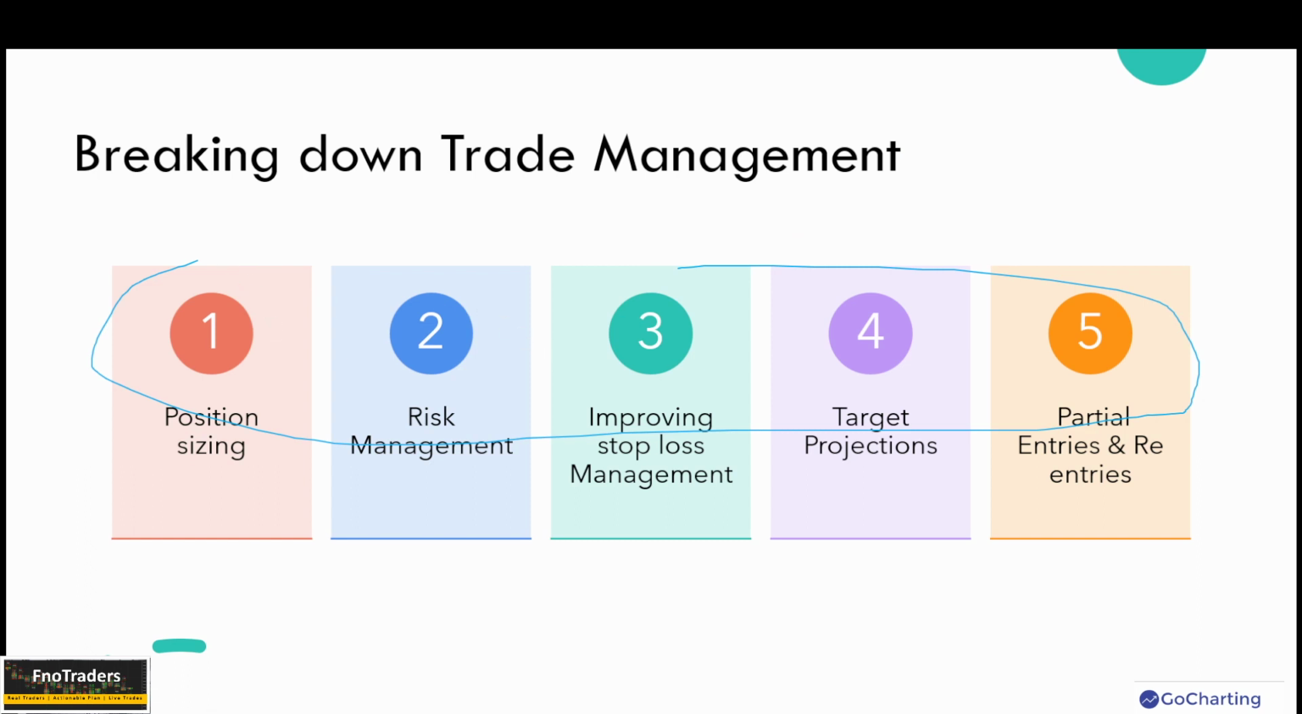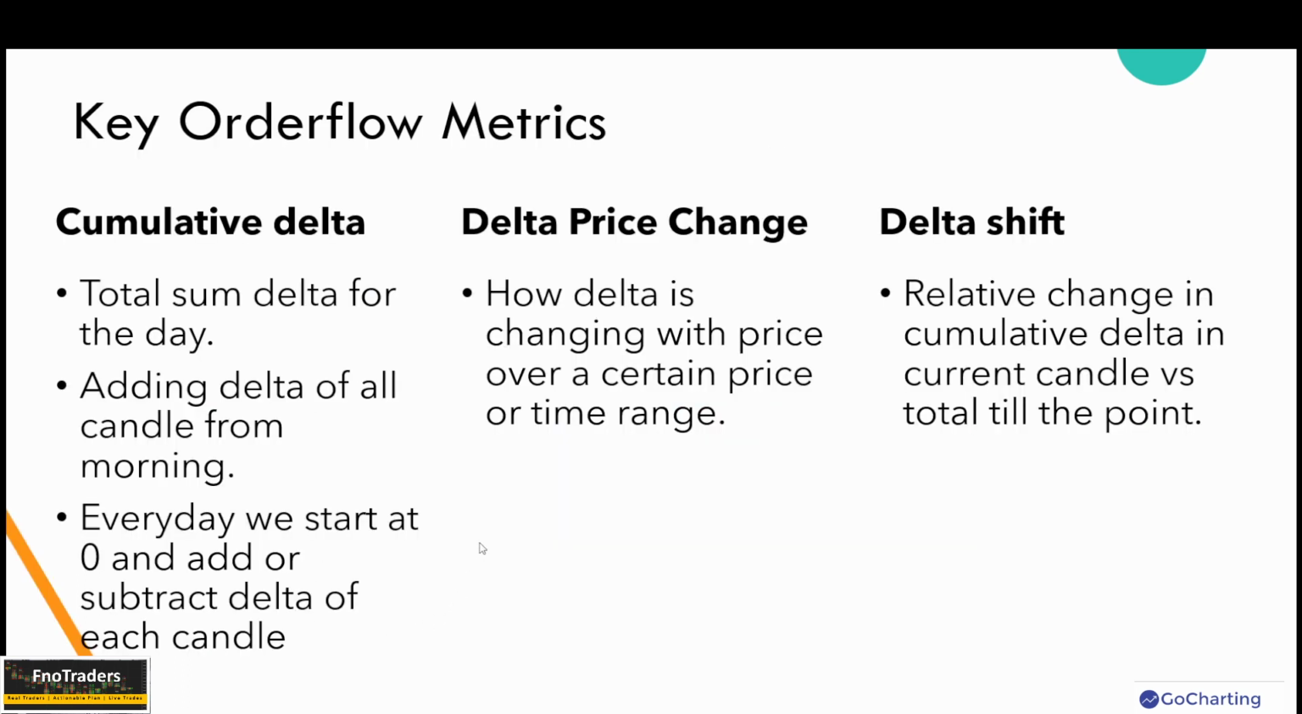Now, what are the few things to look for in order flow without making it very complicated? We'll discuss a couple of things only here, and that is going to be very effective. Make it very simple. Three things: cumulative delta, delta price change, delta shift. What are these? I'll just quickly explain.